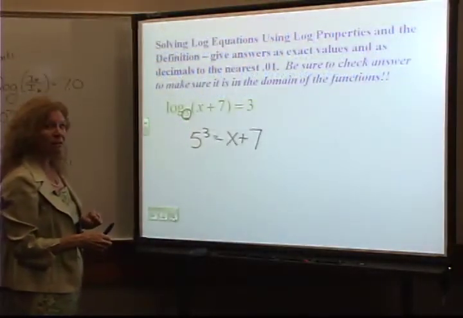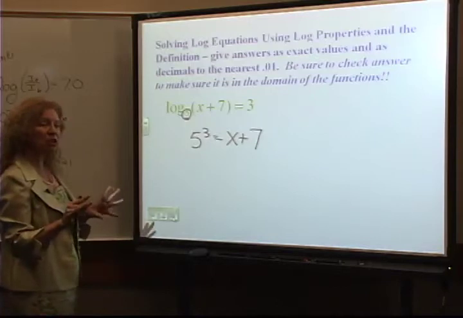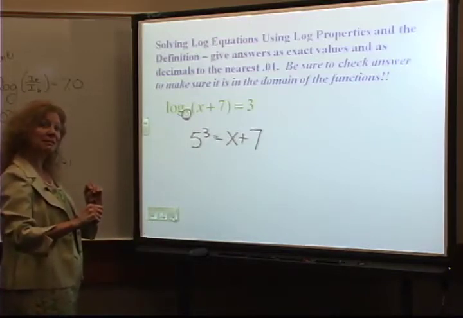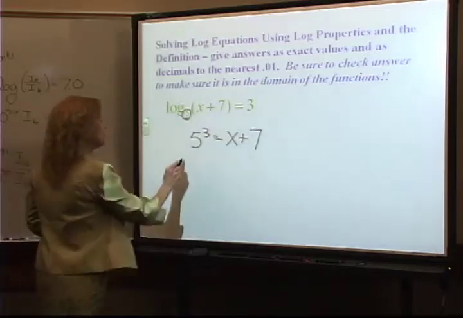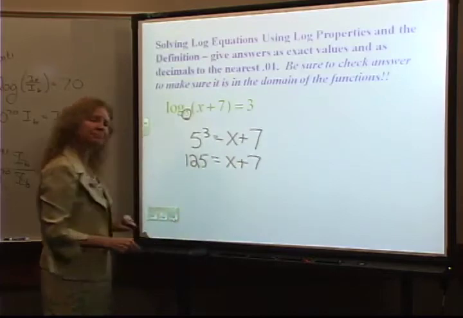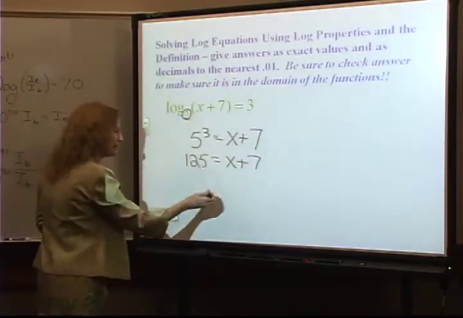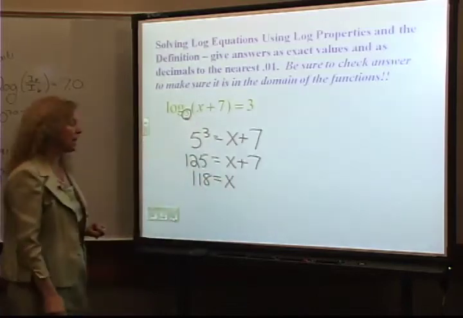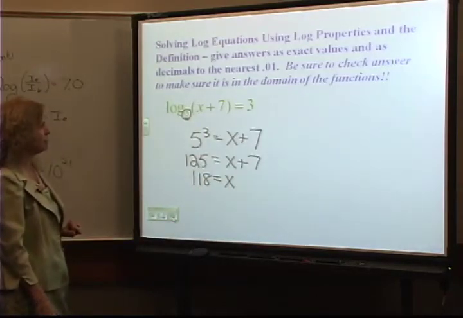Agreed? Now, if you're rusty on that, then you might want to pause me for a minute and run and check that definition of logarithms. Okay. Well, that's what 125 is equal to x plus 7. So subtract the 7 away, and we get 118 is what x should be.